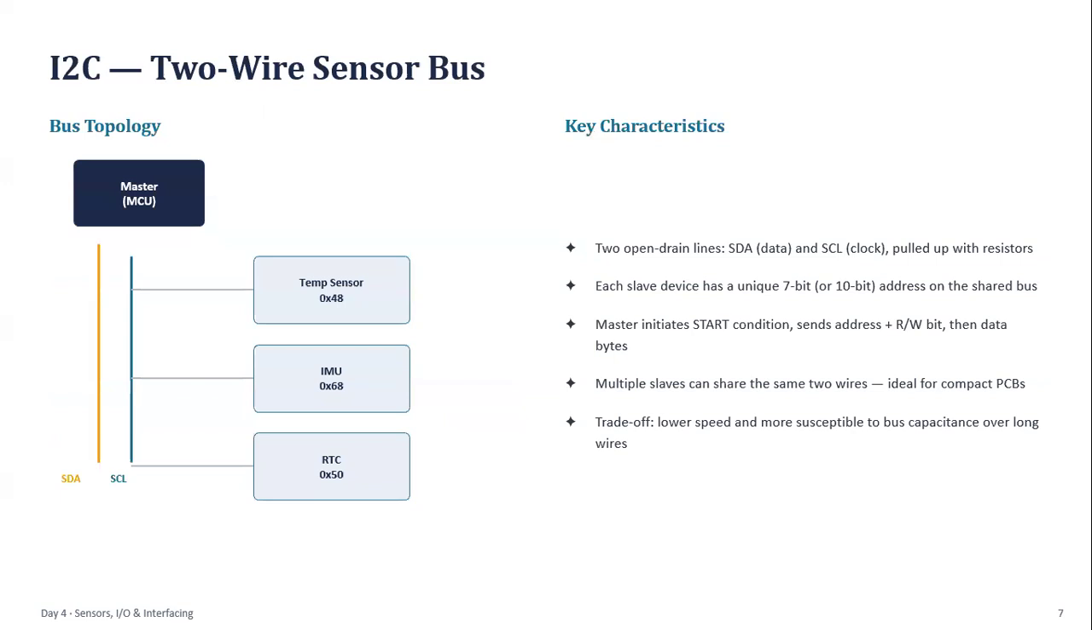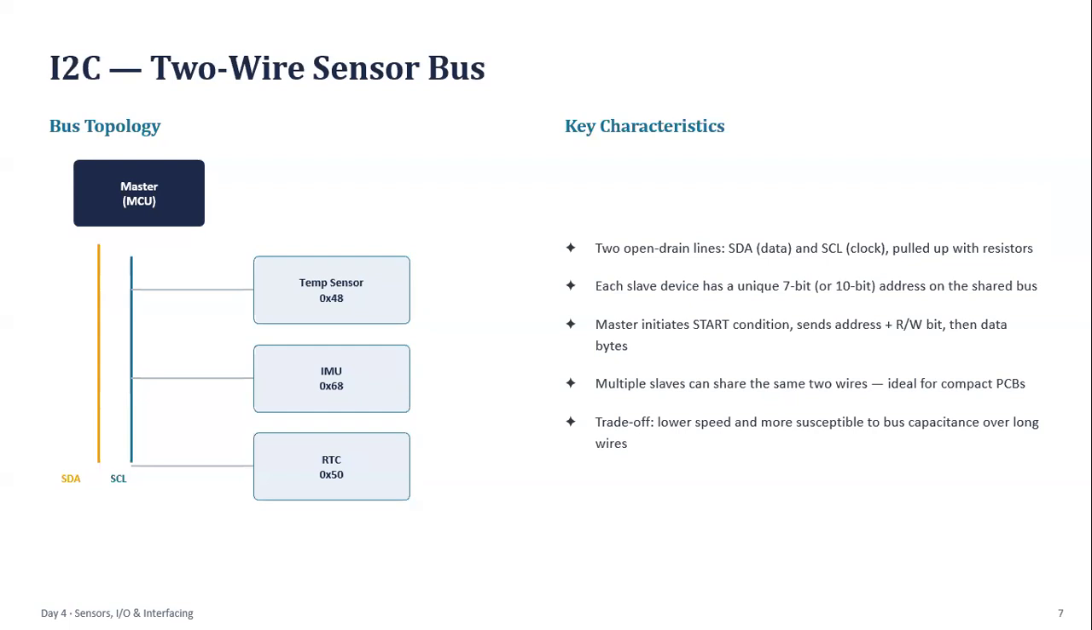The I2C communication protocol, a two-wire sensor bus. I2C stands for Inter-Integrated Circuit. It uses two communication lines, SDA for data and SCL for the clock signal. Each sensor connected to the bus has its own unique address. The master controller initiates communication and exchanges information with individual slave devices.